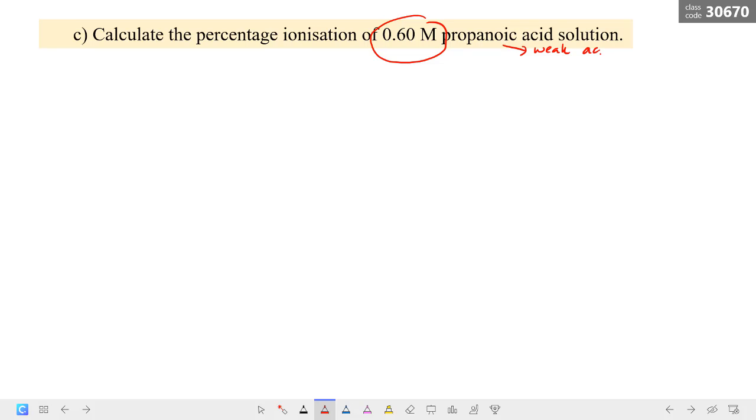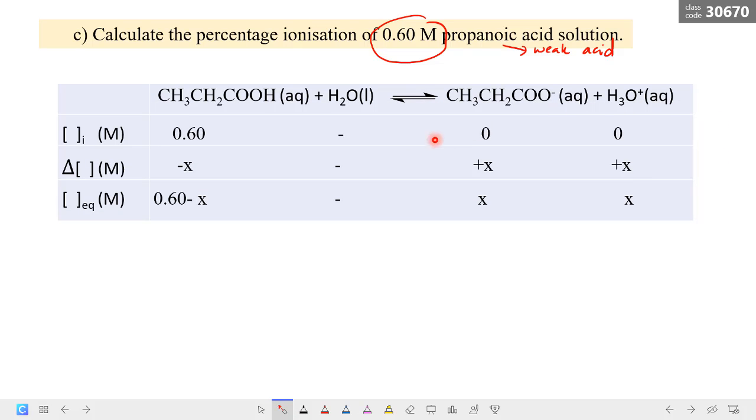So, to solve these problems, of course, we will use the reaction table. Jadi, kita kena bina table itu start daripada dissociation equation. Okay, let's discuss how to solve the problem. Okay, so this is the dissociation equation. Alright, propanoic acid donates its proton to water. And this reaction occurred reversibly and it will form the propanoate ion and hydronium ion.